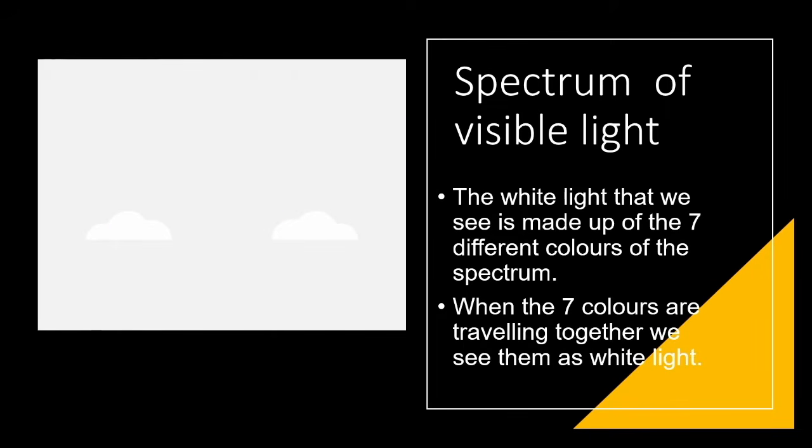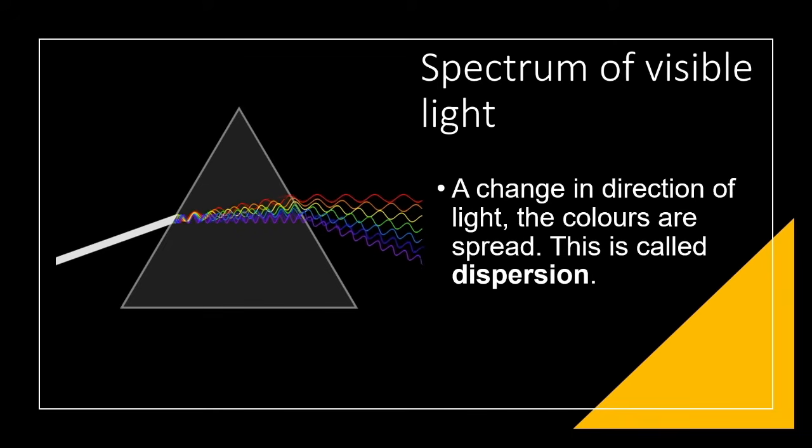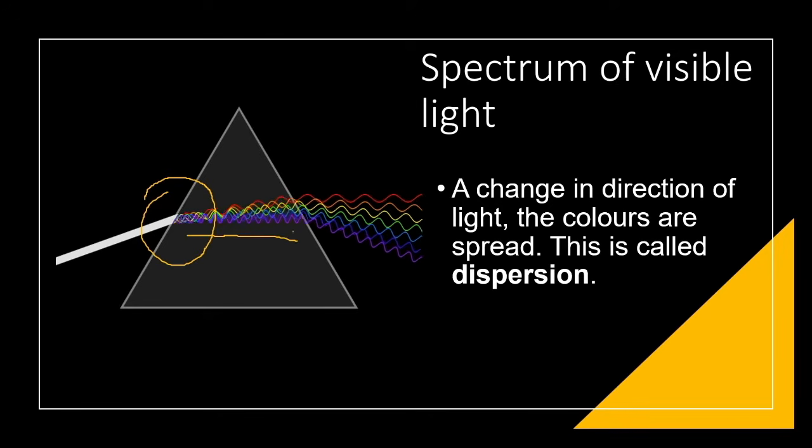With regards to the spectrum of visible light, the white light we see is actually made up of 7 different colors of the spectrum. When these 7 colors are traveling together, it forms white light. Now, when there is a change of direction, the colors are spread, and that is called dispersion. As you can see in this diagram, the light enters our glass prism over there, and due to the change in direction, the 7 colors are split, and this is what we call dispersion.